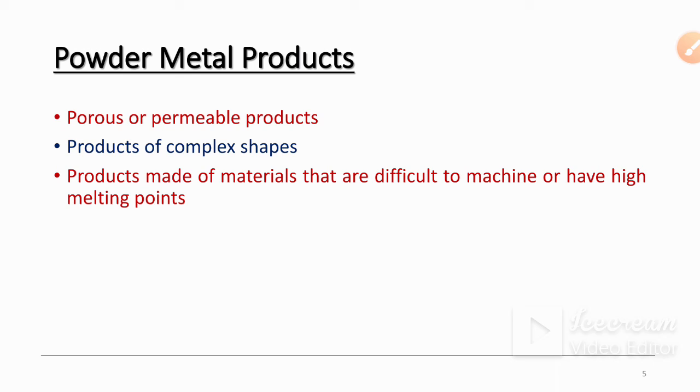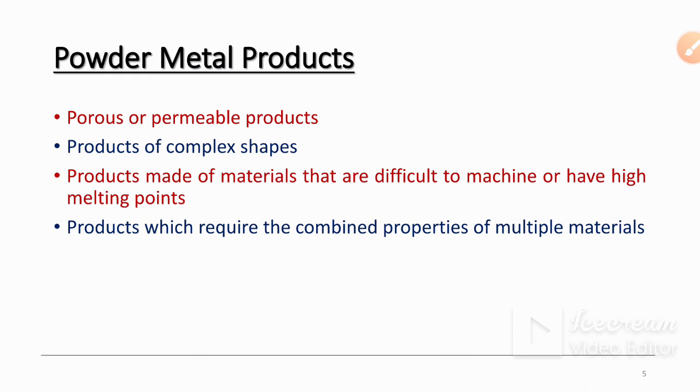We will create a powder of this tungsten, and we will heat slightly and add additives and binders to make the product easily from these tungsten particles. Next, products which require the combined properties of multiple materials. In powder metallurgy there is no melting or mixing of two liquids. Okay, means we will not melt the two different metals and then add and solidify. That is a very long process.